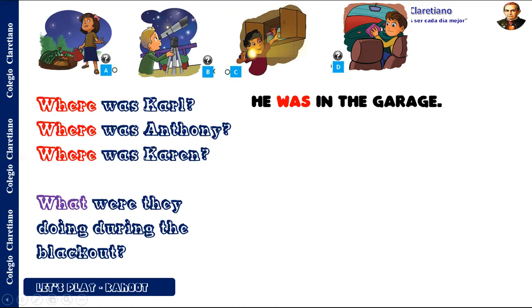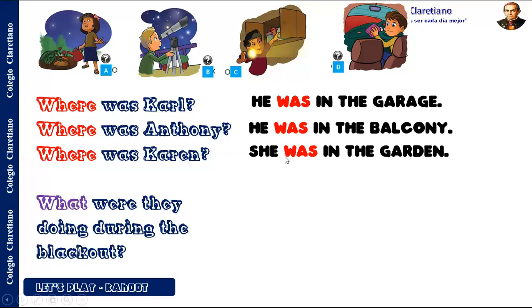Okay, good. Diana, please. Diana, where was Anthony? He was on the balcony. Excellent. In the song it says he was on the balcony. He was looking at the stars. But the question is, where? Megan, where was Karen? She was watering the plants. Again, Megan, pay attention. The question is where? In what place? She was in the garden. Excellent.